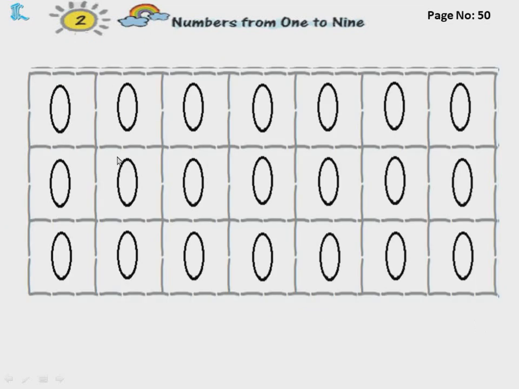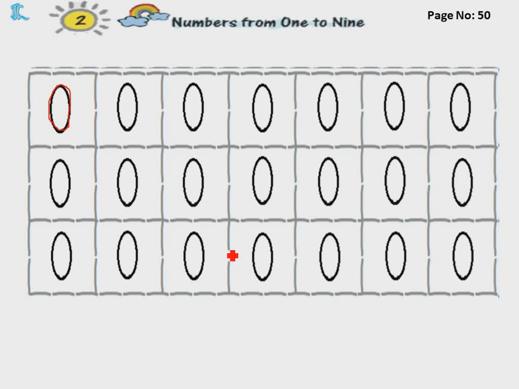Now next what you will do? You will write number 0. You will write number 0 in the boxes given. How will you write number 0? Like this, you will do a curve and one more curve. Like this you will write and complete all the boxes given below.